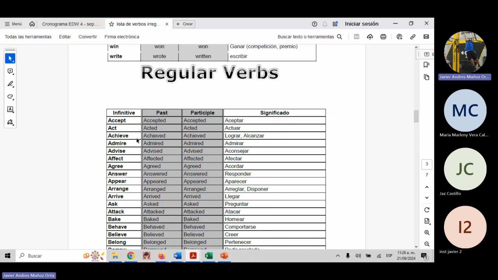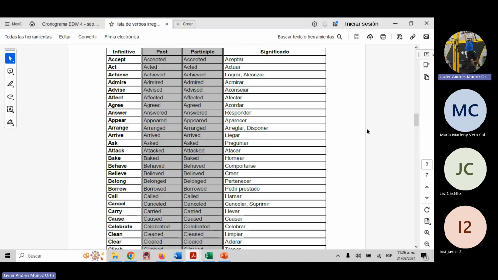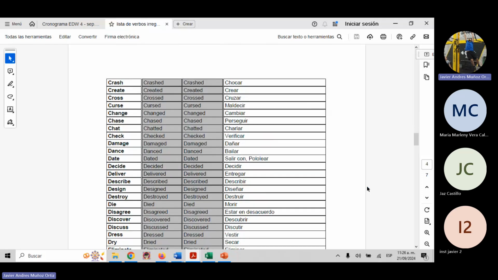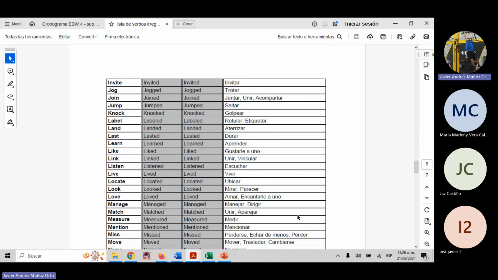So what do we have in here? What can we notice in here? We can notice that the past form and the past participle form have an ED ending. All of them have an ED ending, all of them. So this is something peculiar. This is something important with these verbs. That's valid, true, for all of them. All of them end in ED.